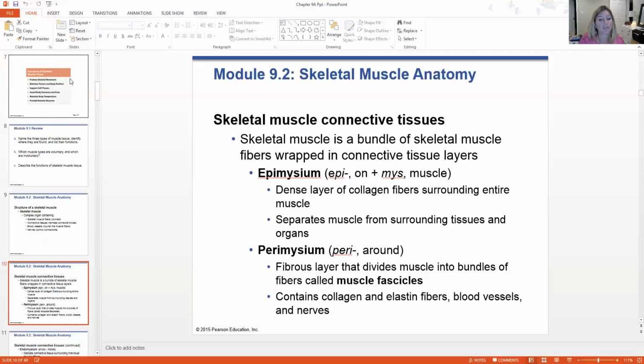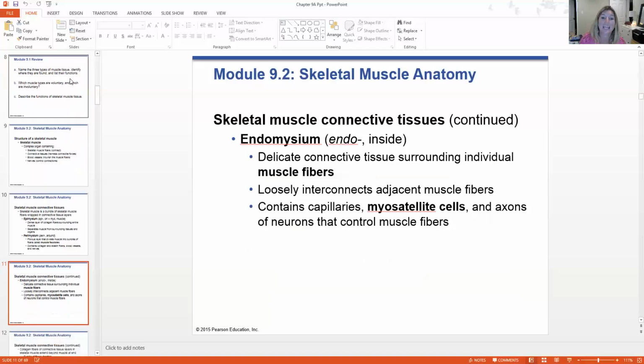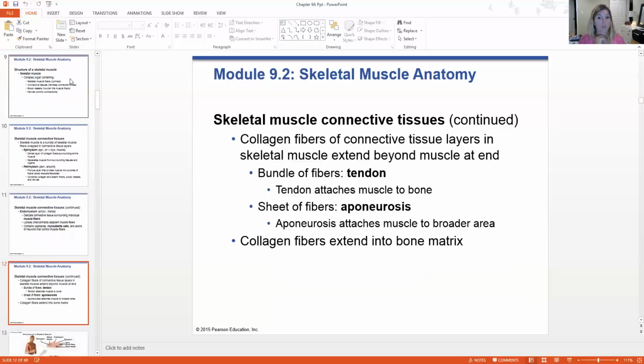Again, collagen, elastic fibers, blood vessels, and nerves all surrounding those fascicles. The endomysium is surrounding every individual muscle fiber. So it's another connective tissue layer. It loosely interconnects adjacent muscle fibers. It contains capillaries, myosatellite cells, which are the stem cells for muscle tissue, and axons of neurons to control the muscle fibers.